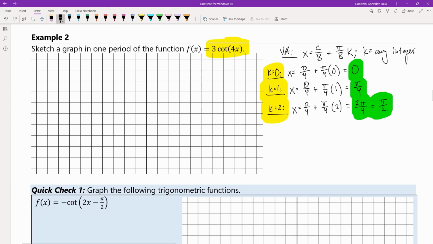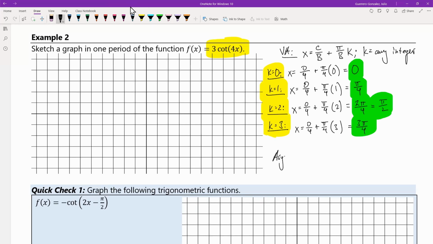Let's try it out. So when k is equal to 3, we're going to try this one out. There we go. x is equal to 0 over 4 plus pi over 4 times 3. If you multiply this all out, 3 pi over 4. There we go. Hopefully you guys see the pattern already. So it's multiples of pi over 4. We have everything we need.